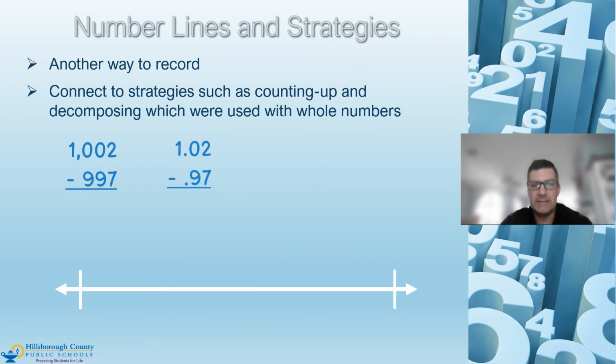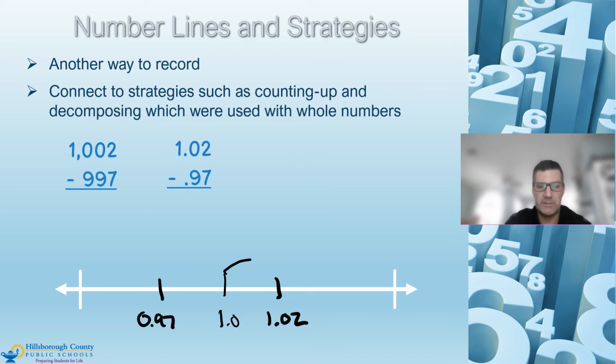Now, that same kind of strategy, numbers that are really close, we can just use that counting up. Think about this. How is this similar? How is it different? We know it's a decimal, but aren't those values pretty close? 1 and 2 hundredths, 97 hundredths. Let's see what that looks like on the number line. First, we have our benchmark 1. 1 and 2 hundredths. And then on the other side, 97 hundredths.